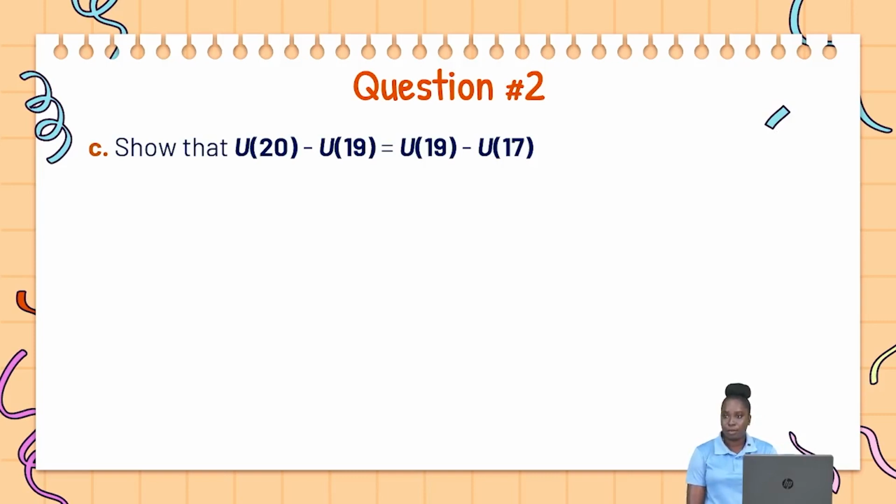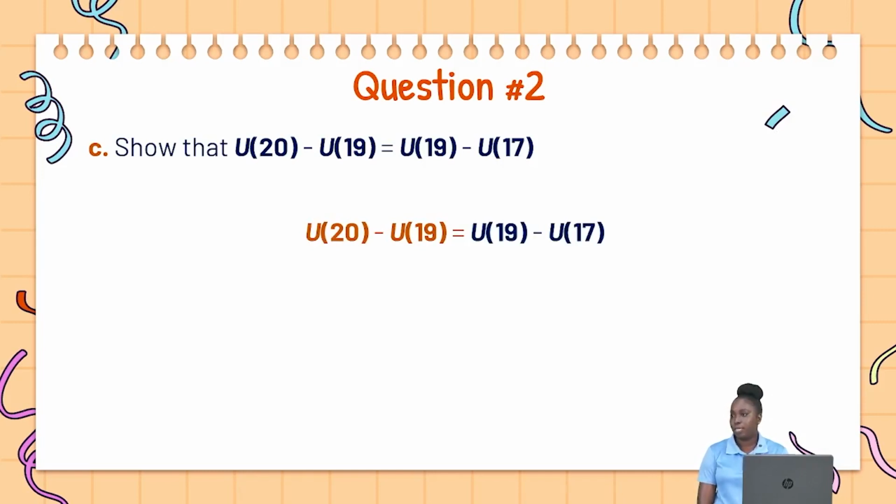And the final part of question 2. Show that u of 20 minus u of 19 is equal to u of 19 minus u of 17. So given a question like this, what we'll need to do is to expand, in this case, the left side to see if it's going to be equal to the right side. Well, they already told us it's equal. They want us to show that it's equal. So we're going to expand the left side since u of 20 is greater, and we know that we can break that into 19 and 18.